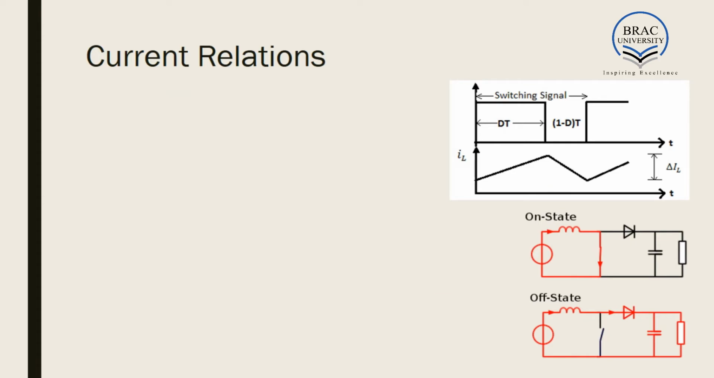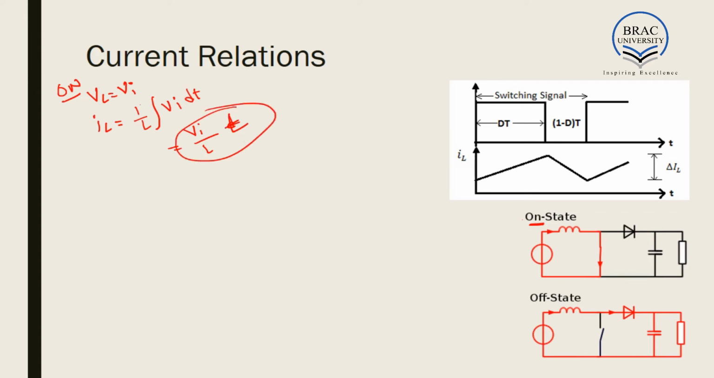Now let us look at the current relations. When the state is on, we have already obtained VL is equal to VI. So IL when the state is on will be 1 by L integration of VI dt, that is VI by L into t. That is, IL will be a straight line of positive slope. So here we can see when the switch is on, IL is a straight line with positive slope.